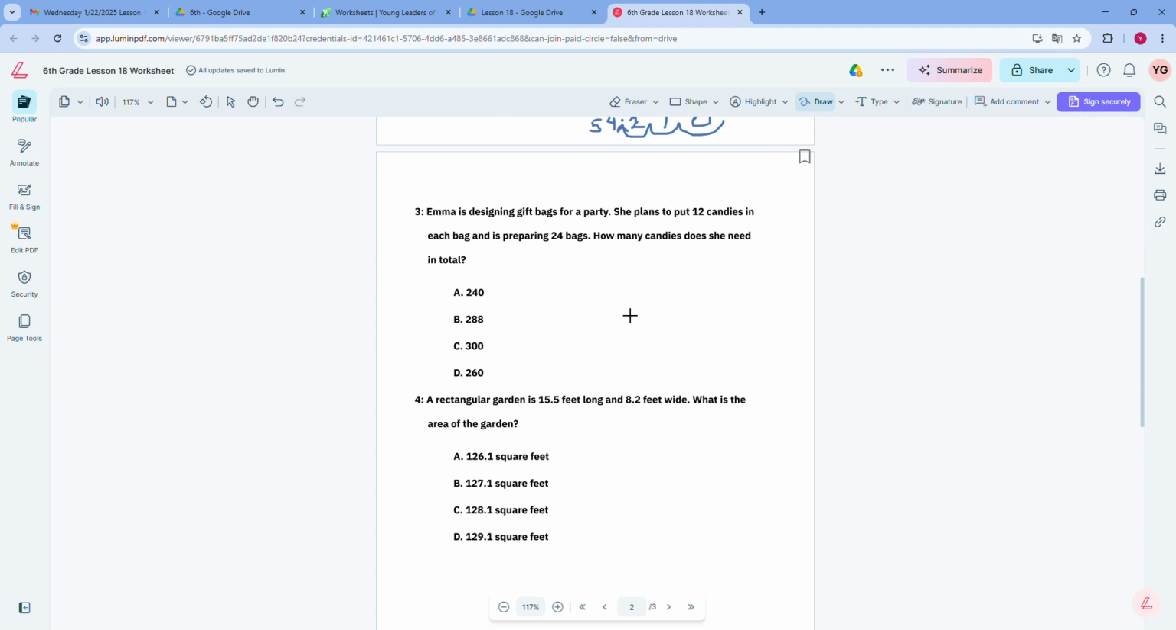And number 3. Emma is designing gifts for a party. She plans to put 12 candies in each bag and is preparing 24 bags. How many candies does she need in total? So she wants to put 12 candies in 24 bags. So the total number of candies would be 12 times 24. 4 times 2 is 8. 4 times 1 is 4. You want to put a 0 here. 2 times 2 is 4. 2 times 1 is 2. Add, and that would give you 288. So 288 candies in total.